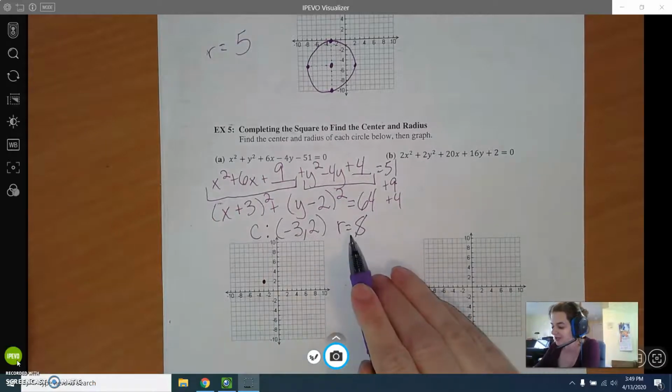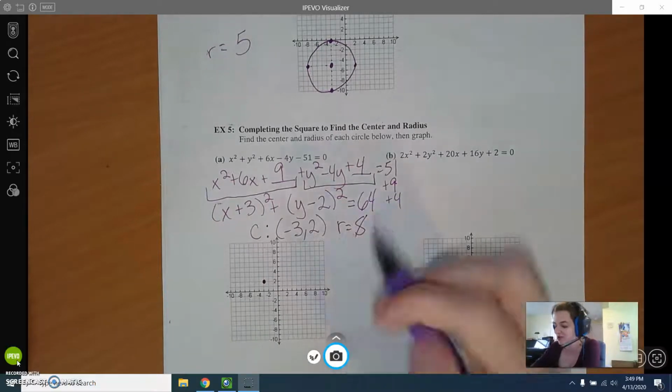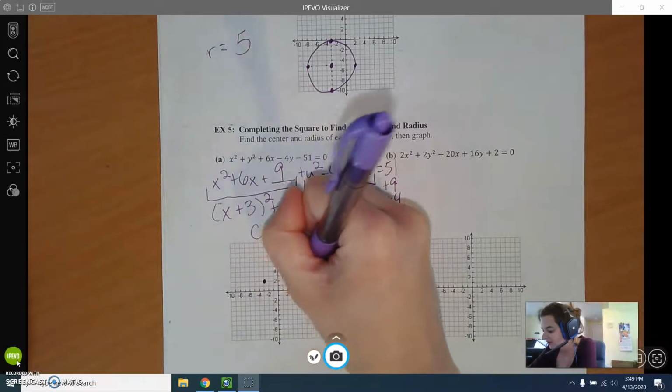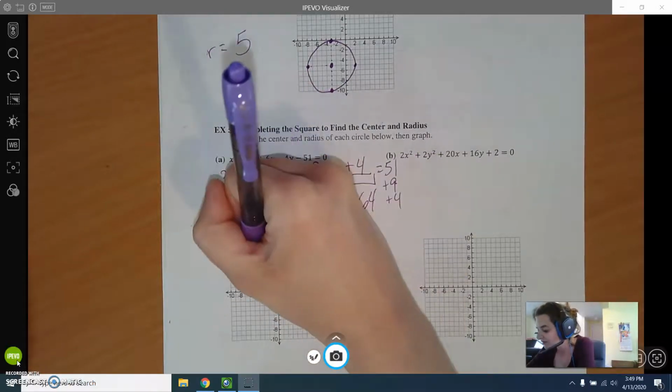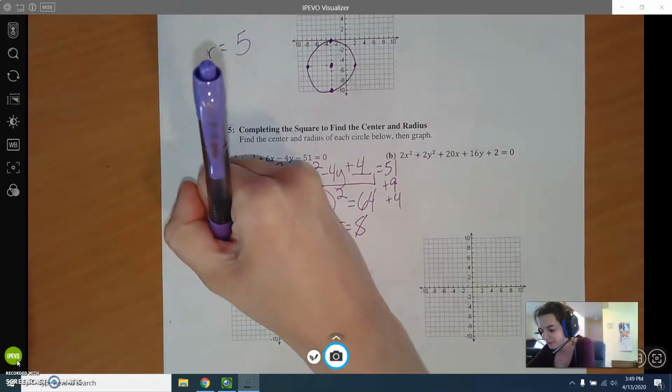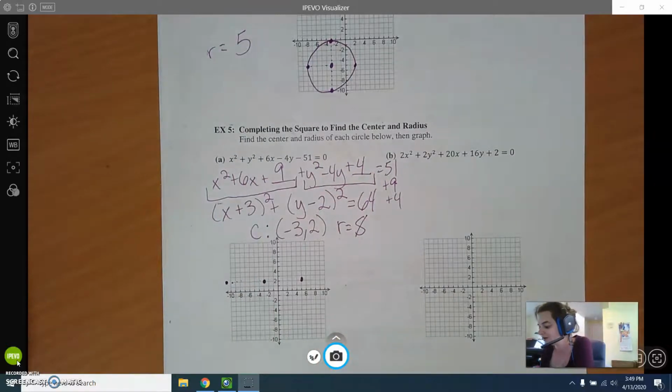My radius is 8, so what I'm going to do is go 8 in each direction. So to the right, 1, 2, 3, 4, 5, 6, 7, 8. To the left, 1, 2, 3, 4, 5, 6, 7. Ran out of space a little bit. Apparently it'll be at negative 11, 2, in case you're curious.